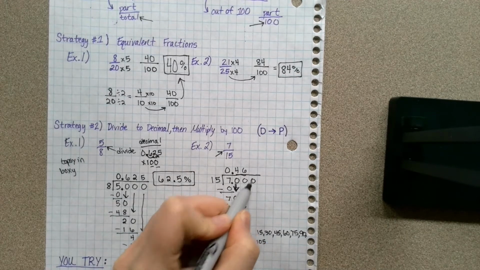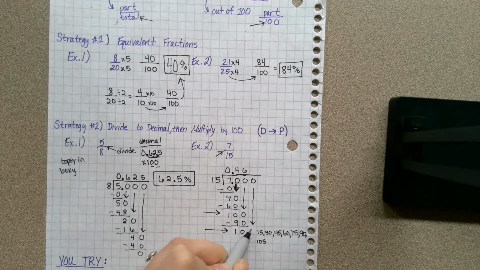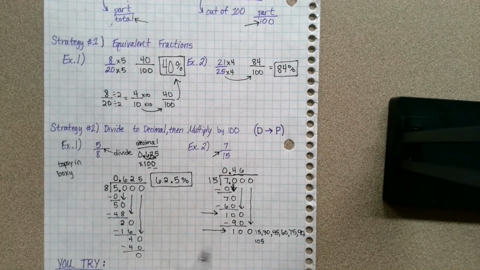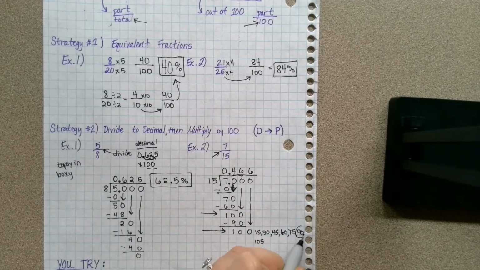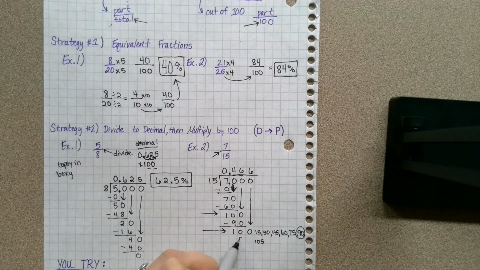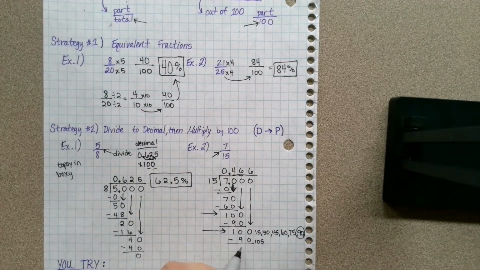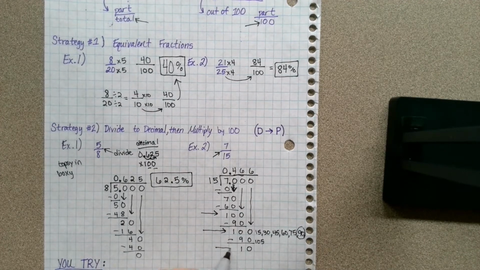If we check it again, bring down a 0, we're trying to go into 100 again. Well, we know that it goes in 6 times, which was 90, and after we subtract, we have 10 again.